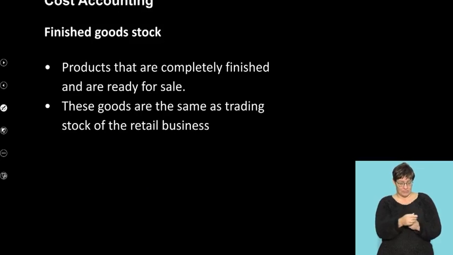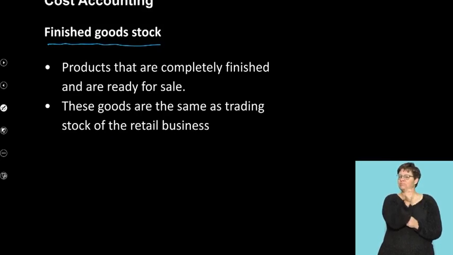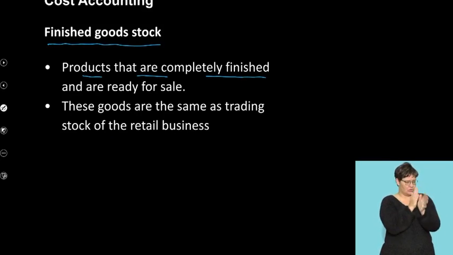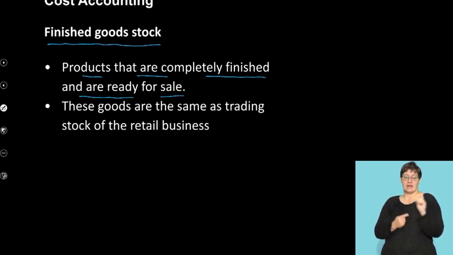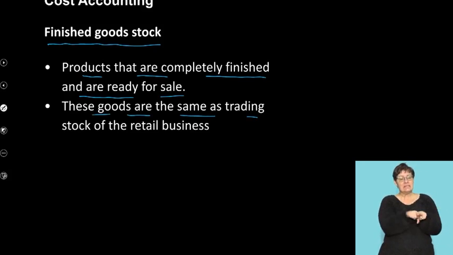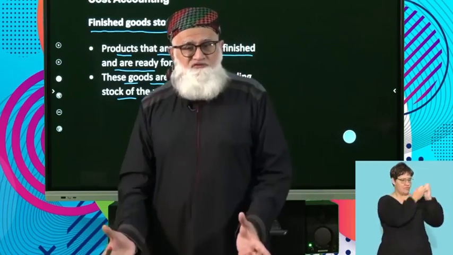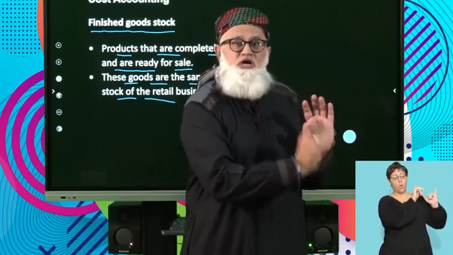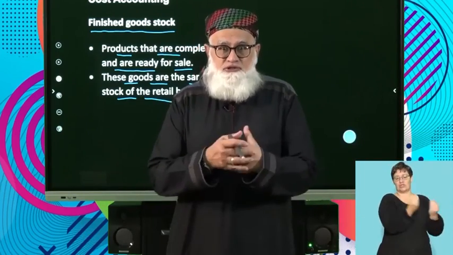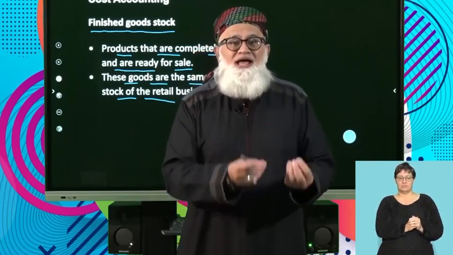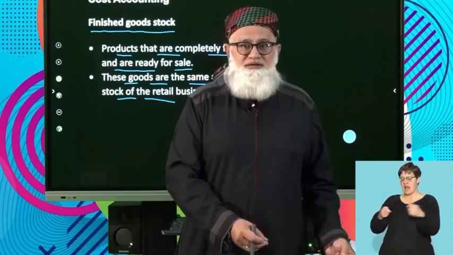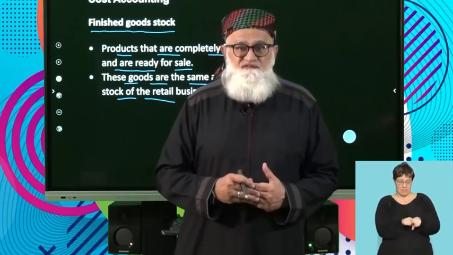Now, when you're dealing with finished goods stock, what are we dealing with? These are products that are completely finished and are ready for sale. In other words, these goods are the same as the trading stock of a retail business. These are goods completely manufactured, waiting in your warehouse, ready to be sold to the wholesalers. They are the trading stock that you've completely manufactured, the same as a trading stock of a normal retail concern. Keep that in mind. That's what we mean by finished goods.